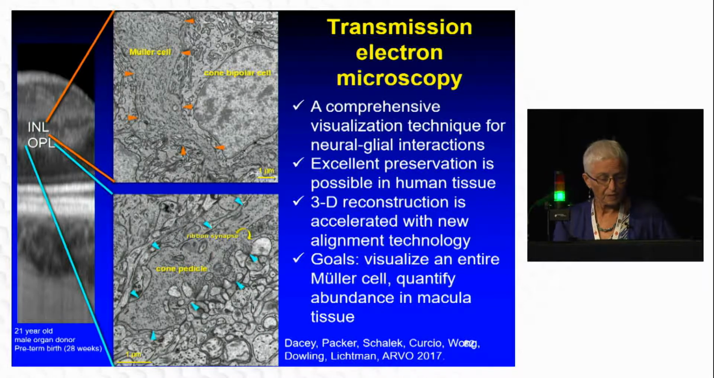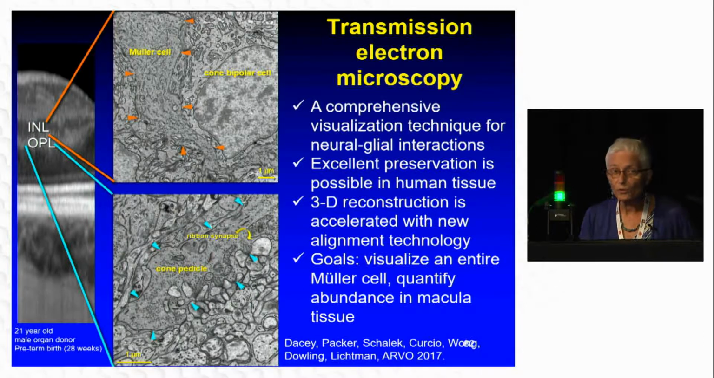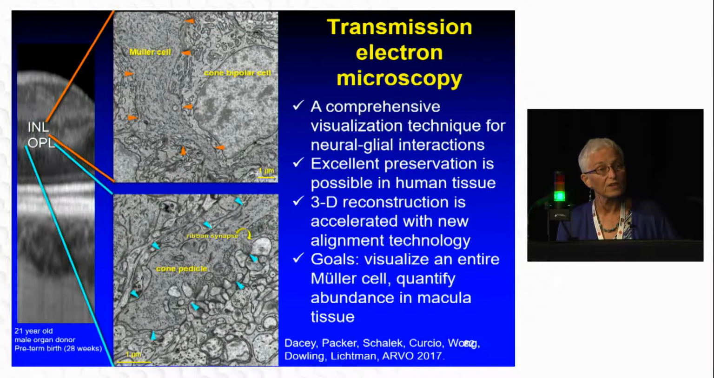So we decided to get involved in this field by way of transmission electron microscopy, which is a comprehensive visualization technique for neuroglial interactions. And excellent preservation is actually possible in human tissue post-mortem, as you can see by this specimen. And furthermore, 3D reconstruction of cells is now accelerated with new alignment technology. And our goal was to eventually visualize an entire Mueller cell, which has never been done before in human macula, and then to quantify the abundance of Mueller cell biomass in macular tissue.